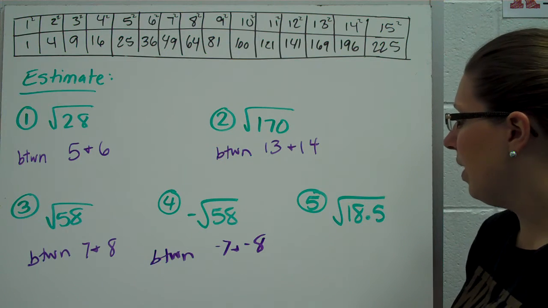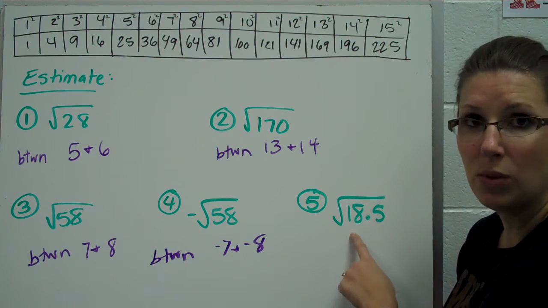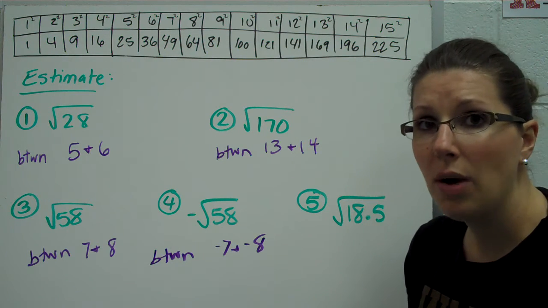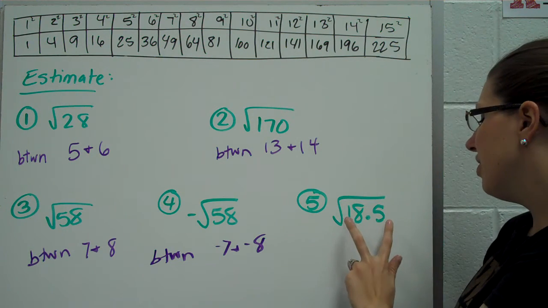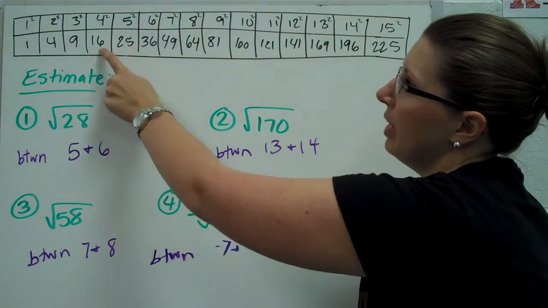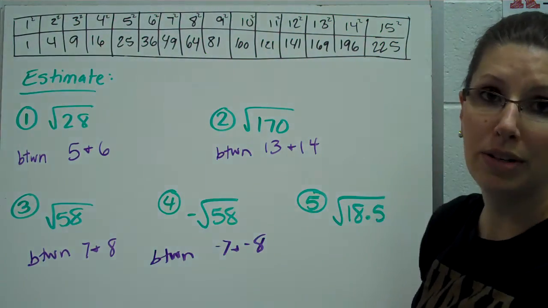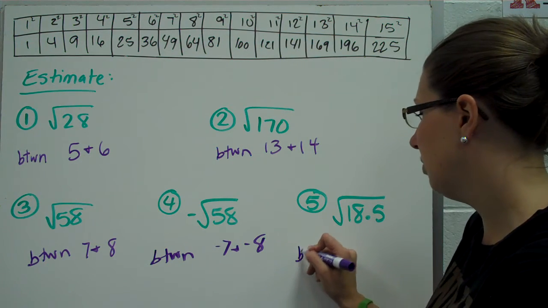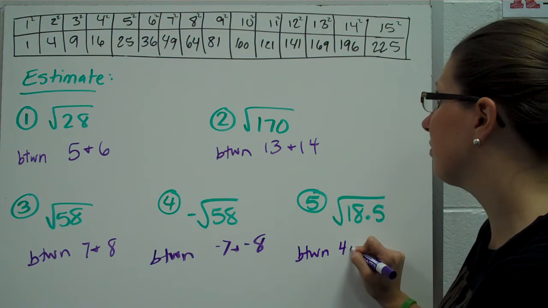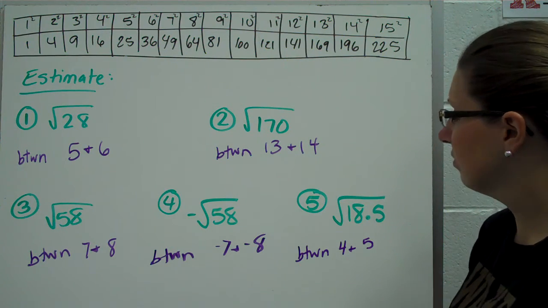All right, and the last one. I've got a decimal here, the square root of 18.5. I treat this just like I would a whole number. The square root of 18.5 would be in between the square root of 16 and the square root of 25. So this answer is between 4 and 5. And we're done.